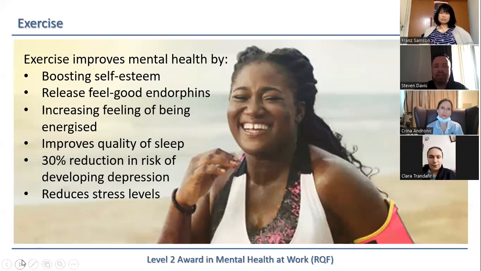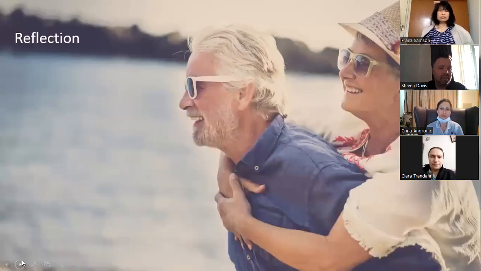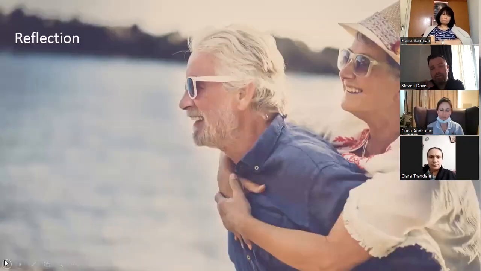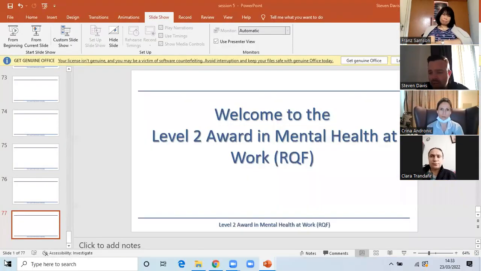Exercise, we know regular exercise boosts self-esteem, increases endorphins, makes us feel good, and reduces stress levels. And finally then, reflection from mental health and stuff is really important. And for you guys, you'll use either Gibbs reflective cycles or Ralph, the so what, now what, and who what exercise. Okay.